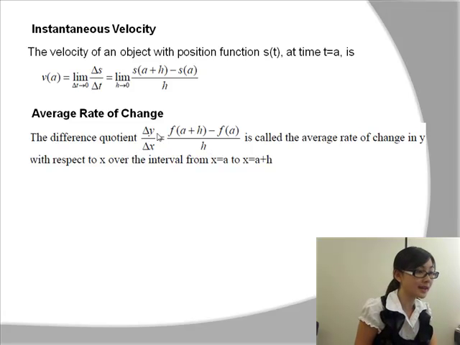To find the average rate of change, we use this equation: delta y over delta x equals f of a plus h minus f of a divided by h. This is called the average rate of change in y with respect to x over the interval from x equals a to x equals a plus h.